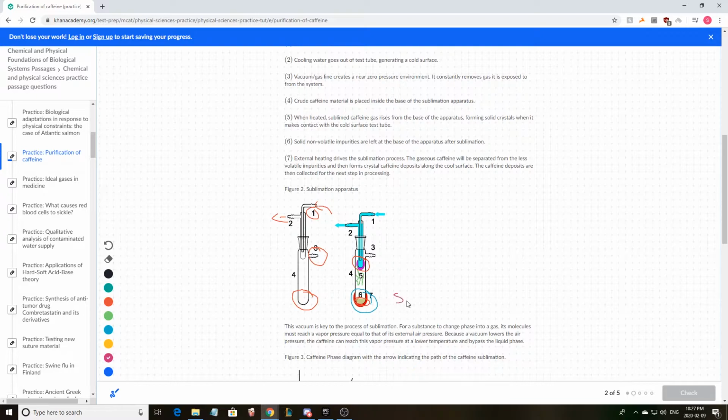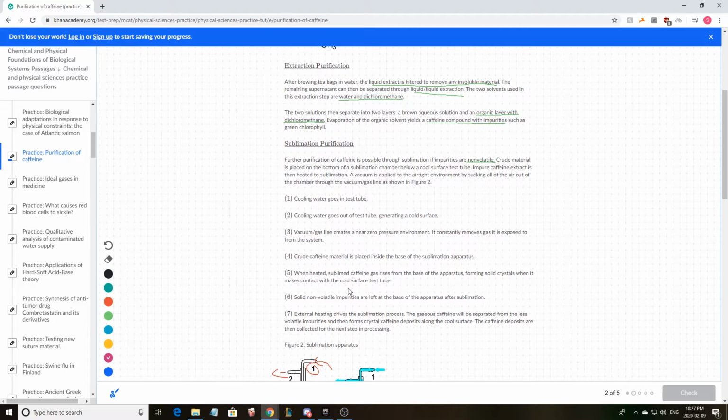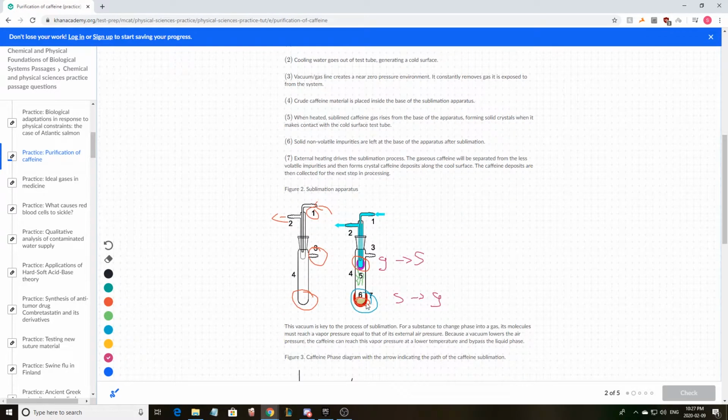So you're going solid to gas, and then here you're undergoing deposition, the opposite process, where you go gas to solid. And usually what they specified is this will primarily work if the impurities you have present are non-volatile. So in this case, the impurities are not evaporated with the caffeine.